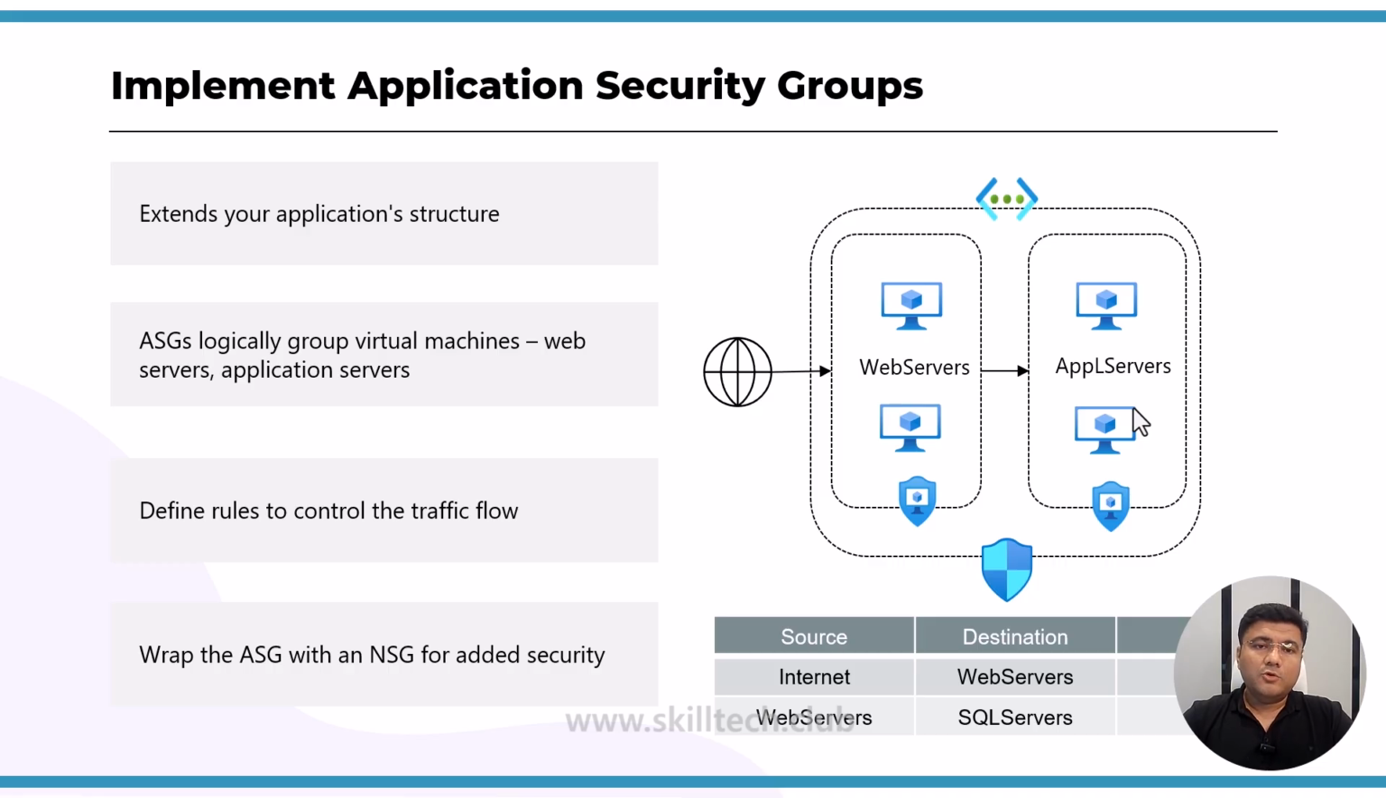Most of the time when you use this kind of application security groups, it's going to be wrapped with the help of NSG for an added level of security. So basically you're giving 2 layers of security, NSG for the network level security and ASG for the application level security. Both will be taken care of in this case.